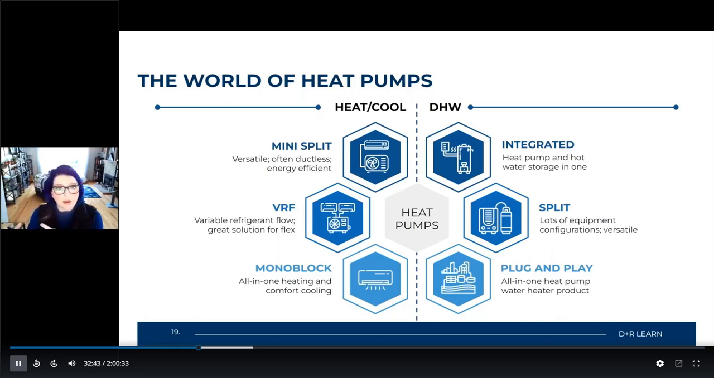And then our other bucket is heat pumps that can be used in domestic hot water applications. So these are things like integrated heat pumps. Those are your like-for-like hot water tank replacements. There are split systems. There are plug-and-play systems. There's a lot of different solutions for different applications. And then within these, within comfort heating, cooling, and domestic hot water, we can look at residential solutions, we can look at multifamily solutions, we can look at commercial solutions.